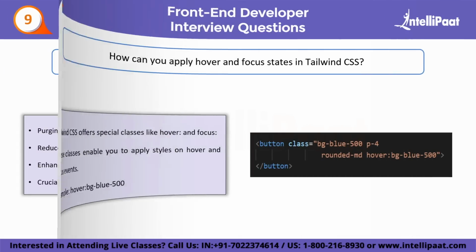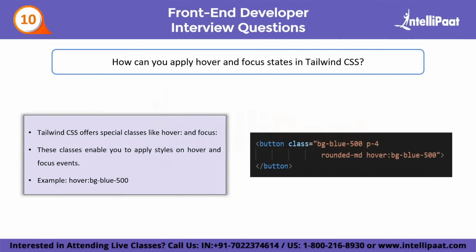How can you apply hover and focus states in Tailwind CSS? The answer to this question is, Tailwind CSS provides special classes like hover and focus that allow you to apply styles on hover and focus respectively. For example, as you can see in the example on the right side, hover:bg-blue-500 will change the background color when hovered on it. Moving on to the next question.